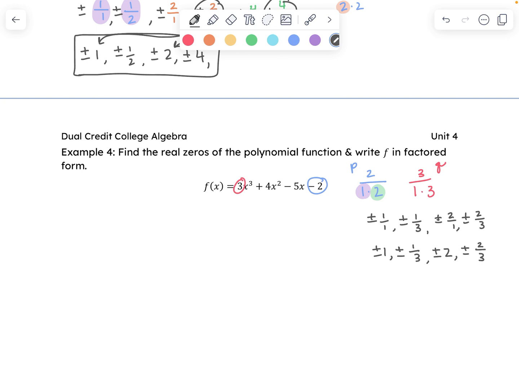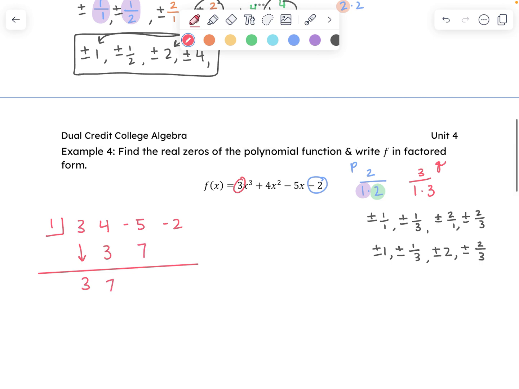The first one I always go for is 1. It's an easy one to try synthetic division with. So let's try 1. I'm going to put 1 in my box, and I'm going to list out my coefficients. So 3, 4, -5, and -2, and see if they work. So bring down my 3. 3 times 1 is 3. 4 plus 3 is 7. Times 1 is 7. Then we get -2 times 1 is -2, and we get 0. So that works. So that means one of my answers is x equals 1.